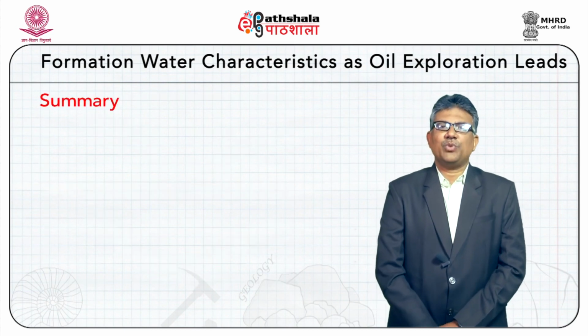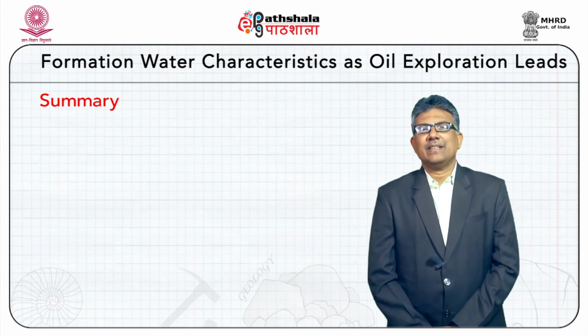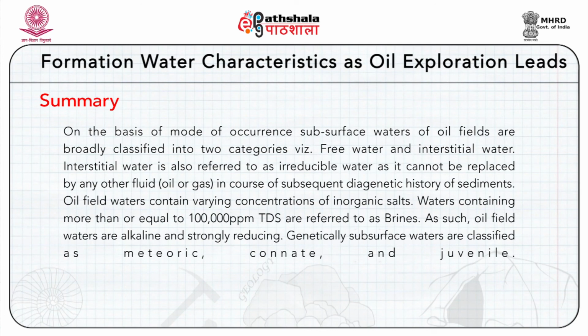So, if we summarize what we discussed: on the basis of mode of occurrence, the subsurface waters of oil fields are broadly classified into two categories, free water and interstitial water. Interstitial water is also referred to as irreducible water, as it cannot be replaced by any other fluid such as oil and gas in the course of the subsequent diagenetic history of sediments. Oilfield waters contain varying concentrations of inorganic salts. Waters containing more than or equal to 100,000 ppm total dissolved solids are referred to as brines. As such, oilfield waters are alkaline and strongly reducing.